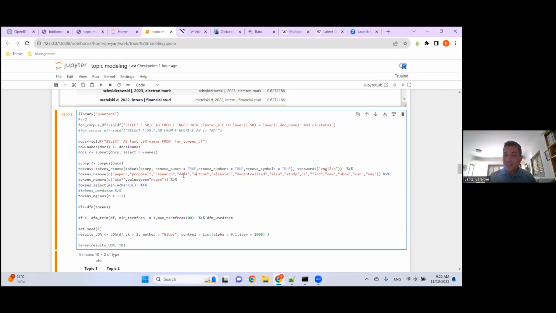Also, decentralized, DeFi, research, Elsevier were in almost every document because I downloaded this from Scopus, so this word appeared every time. Also paper, proposal. These kinds of words are not in the predefined English stop words list, so you need to add them yourself.